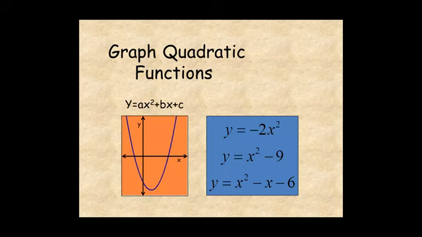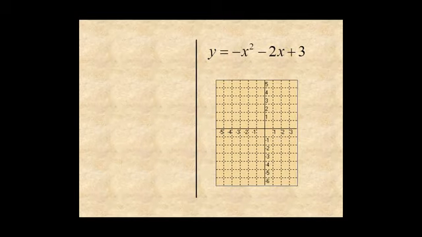This lesson shows a second example of how to graph quadratic functions from standard form. For this function, y equals negative x squared minus 2x plus 3, the leading coefficient is negative, so the graph of the function opens downward.